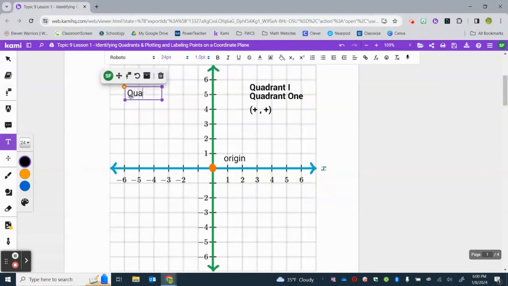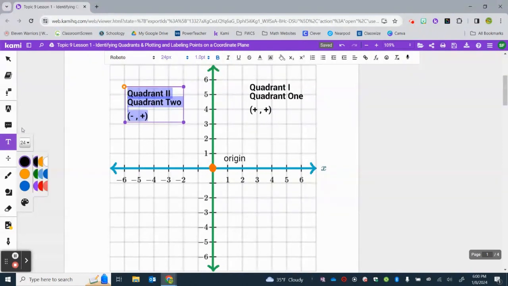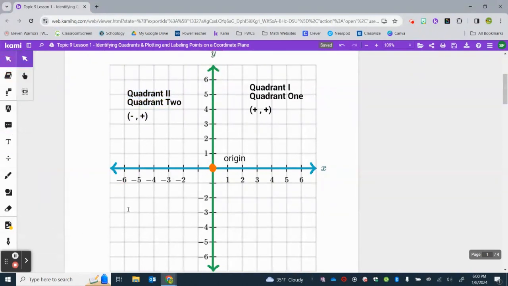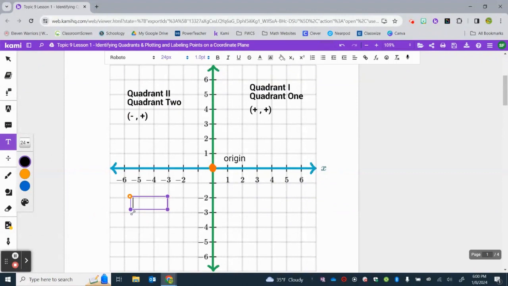So if we move to the left, we have quadrant 2. And quadrant 2, those ordered pairs, the x-coordinate is going to be a negative number, and then the y-coordinate is going to be a positive number. So we are going to have a negative number followed by a positive number if our point is going to be in quadrant 2. If we continue going counterclockwise, down here in the lower left-hand corner, we end up in quadrant 3.